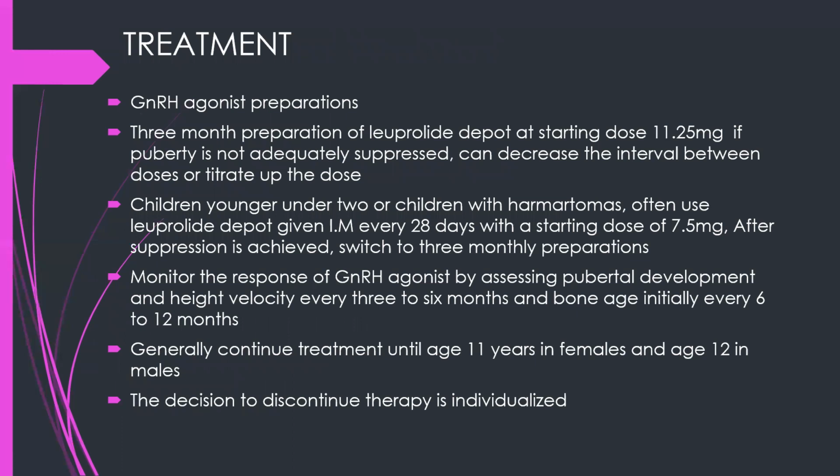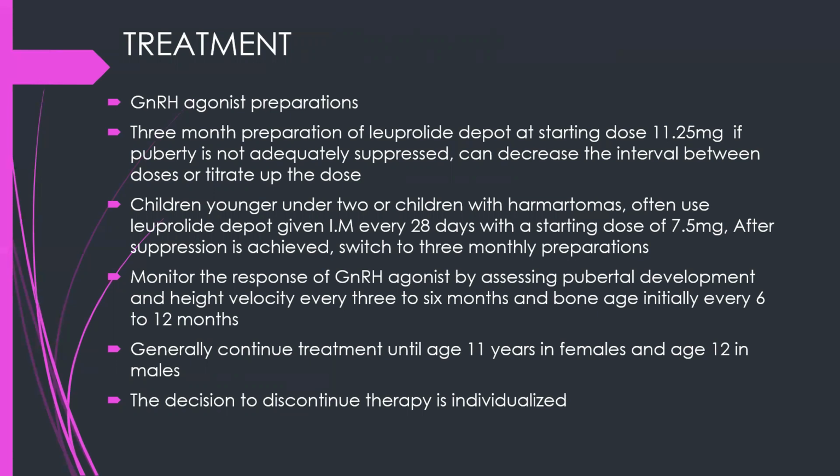Treatment will be the GnRH agonist, 3-month preparation, leuprolide, with a starting dose of 11.25. If puberty is not adequately suppressed, you can increase the interval between doses or titrate up the dose. Children under 2 or children with hematomas often use leuprolide depot given IM every 28 days with a starting dose of 7.5. After suppression is achieved, switch to every 3 months.